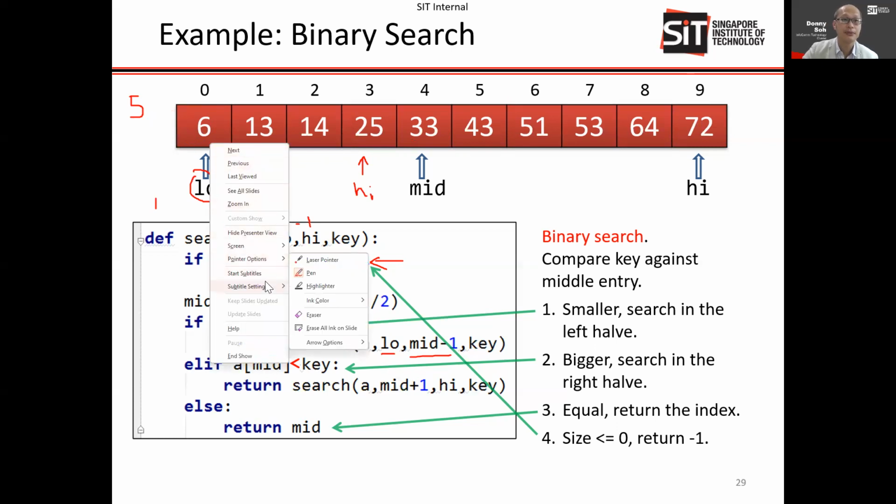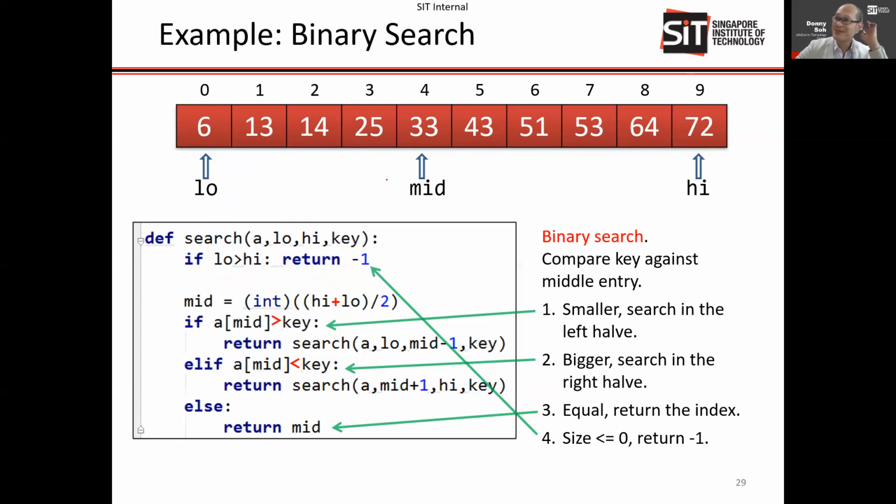Let's do one last example whereby my element is in the list. Maybe I should have done this first because it's easier to visualize. Let's look at 53. Okay, this one. So firstly, 0, 9. 4 is my middle. 33 is smaller than 53. So I'll be searching for this part of the array.